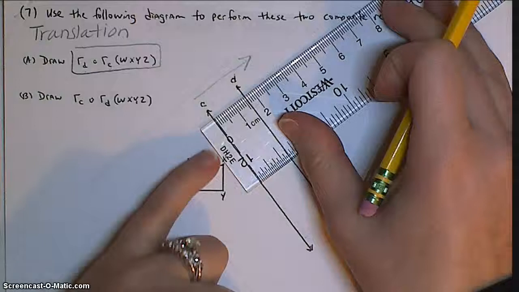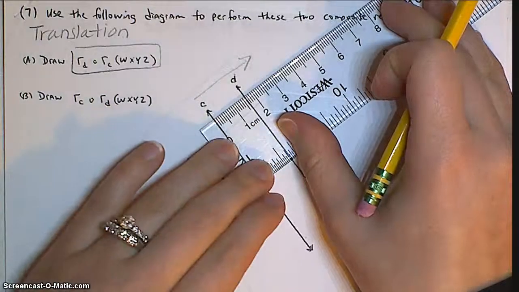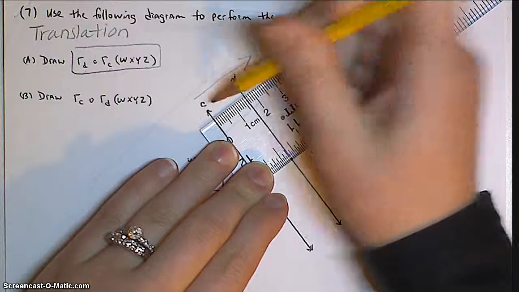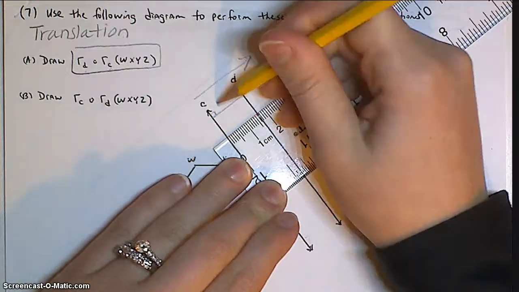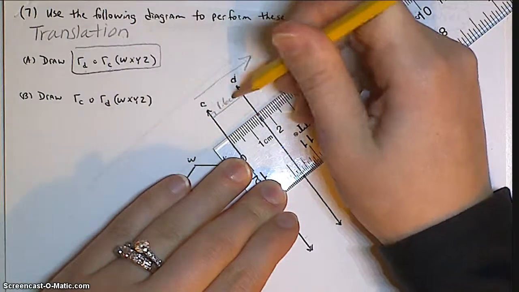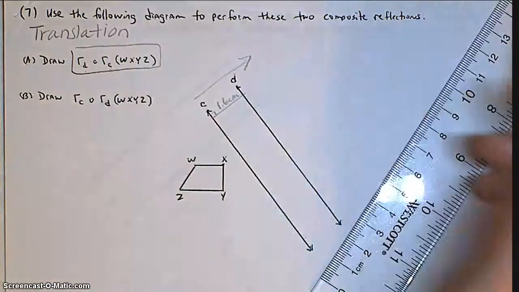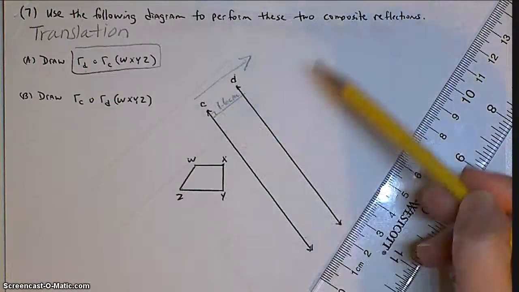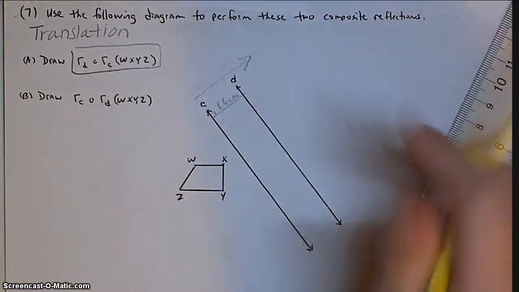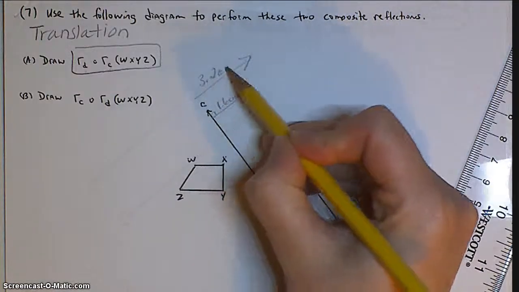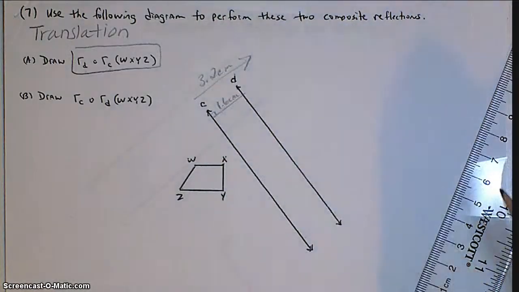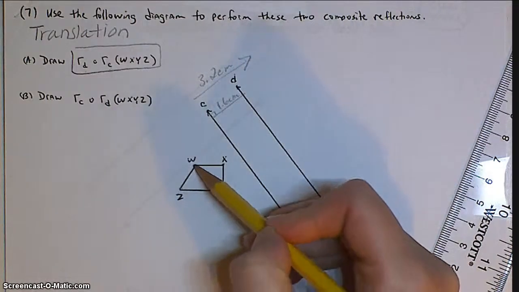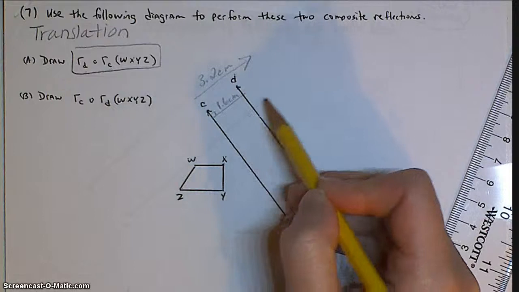And the way I'm going to find out how much is by measuring the distance from line C to D, and that is 1.6 centimeters. We know from our previous video that in order to find the distance this is going to translate, we just double it. So 1.6 doubled is going to be 3.2 centimeters. So now I need to take each one of these points and translate them 3.2 centimeters in this direction.